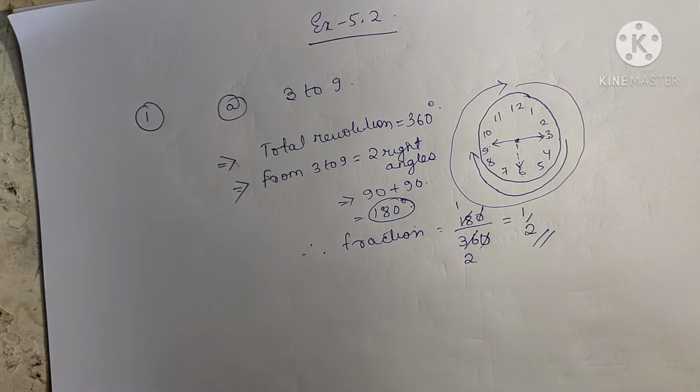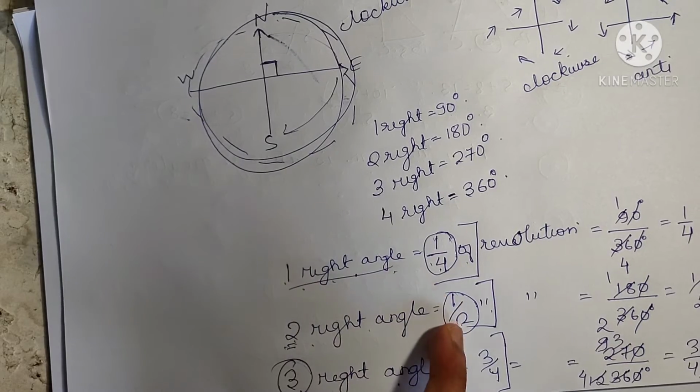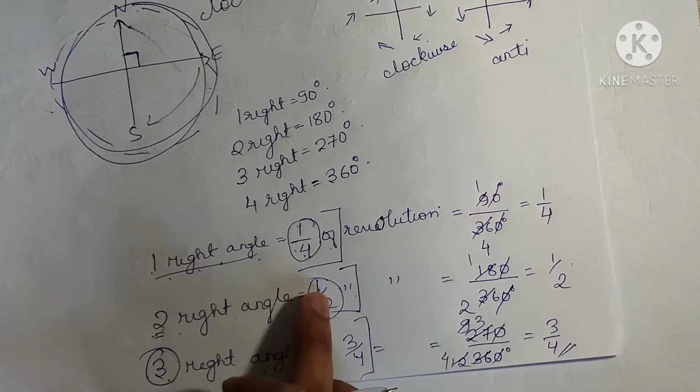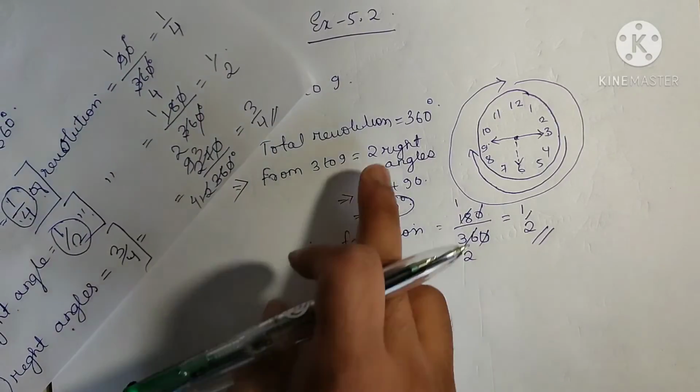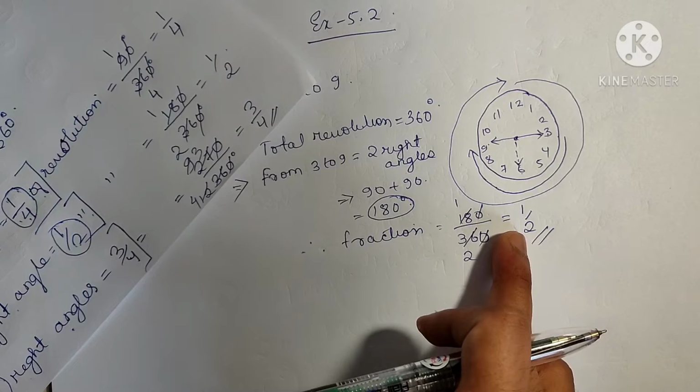In this way you have to solve. Even if you don't draw the clock, you can easily solve it, because I have already told you in the previous slide that 2 right angles equal 1 by 2. See, 2 right angles equal 1 by 2. So our answer is also, from 3 to 9 we are having 2 right angles. That is why our answer is 1 by 2.